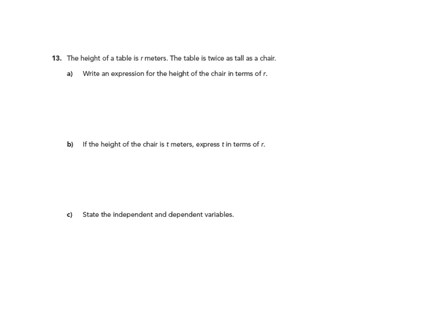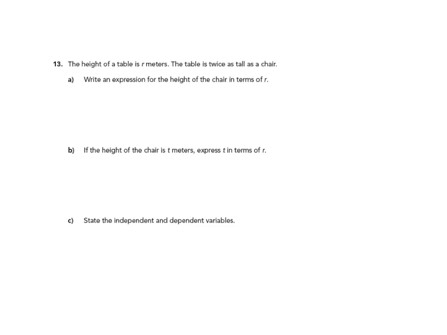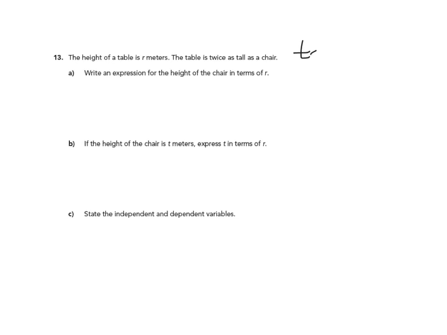So the first one says the height of a table is R meters. So I know that the height of the table, if I put the table here, is R meters. And now that table is twice as tall as the chair. So if I thought about the chair, I would call it half of an R. If the table's R and it's twice as big as the chair, then the chair's got to be half of an R. They then say write an expression for the height of the chair in terms of R.